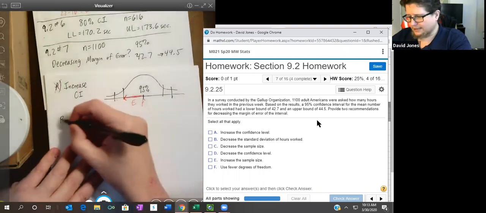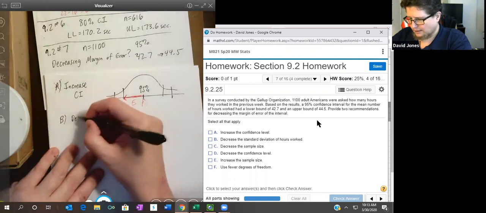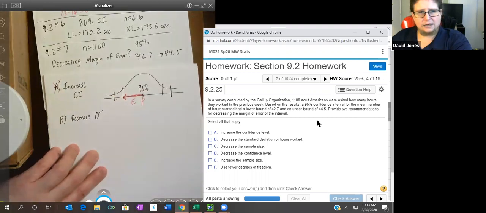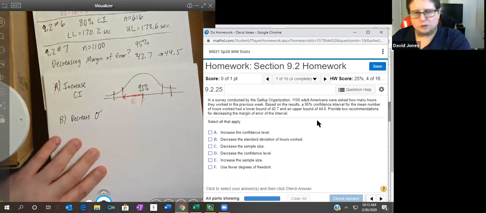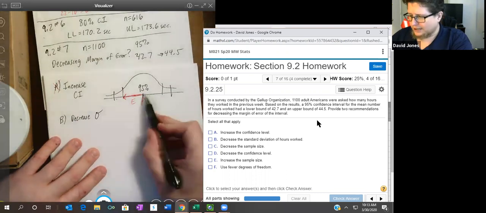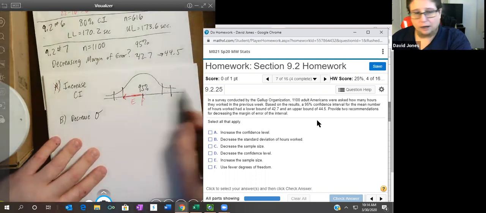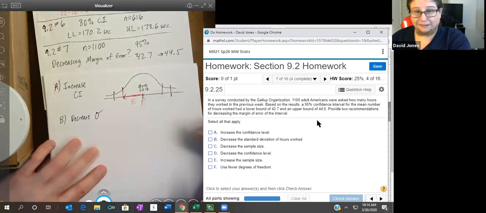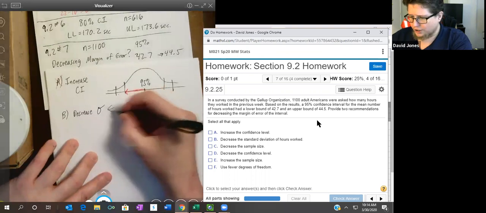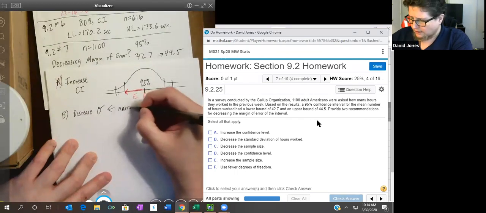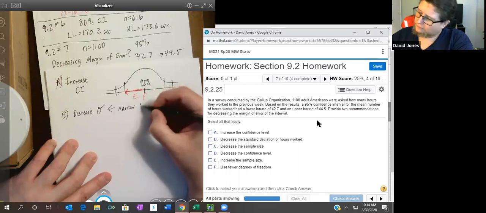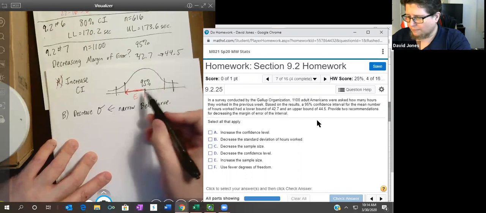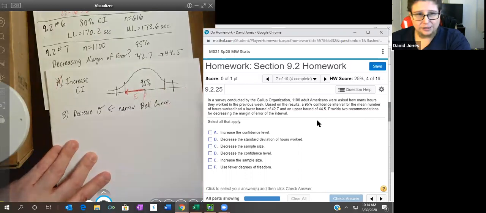B, decrease the standard deviation. Well, standard deviation is the amount of spread that we have. If a high deviation means it's spread out more, a low deviation means it's spread out less. This should narrow down our bell curve, which would make the margin of error shorter. That looks like a win.